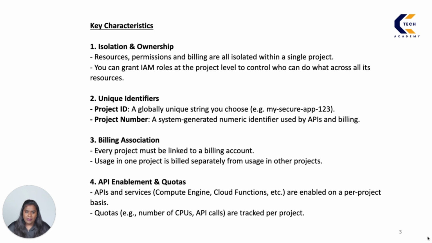Unique identifiers. Project ID: a globally unique string you choose. Project number: a system-generated numeric identifier used by APIs and billing. Billing association. Every project must be linked to a billing account. Usage in one project is billed separately from usage in other projects.